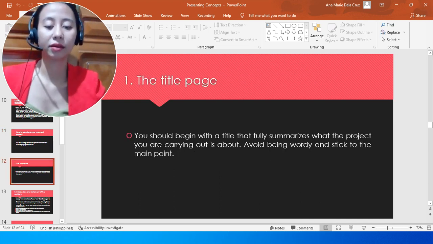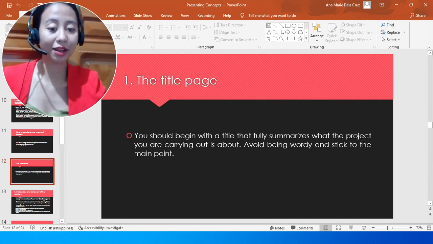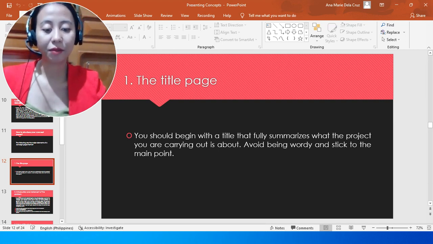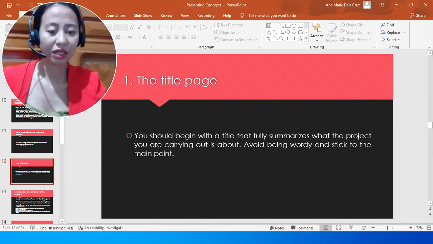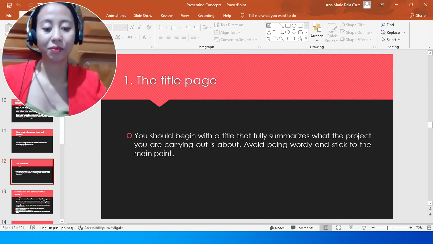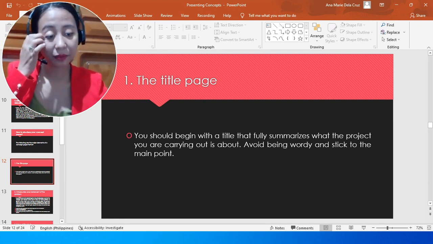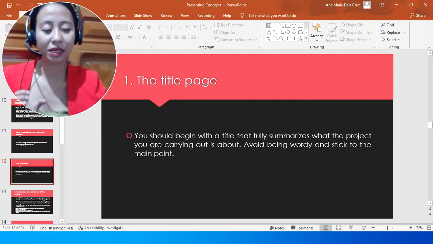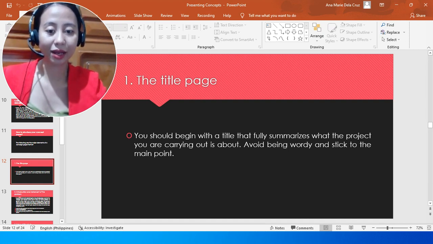First, of course, the title page. You must create your title. You should begin with a title that fully summarizes what the project you are carrying out is about. It is not just a word, because a word cannot summarize your work, okay? Make your title summarize the project you are carrying out. Avoid being wordy. Baka mamaya ginawa nyo namang paragraph na. It should be simple but precise, okay? And stick to the main point. That's what I said, precise.